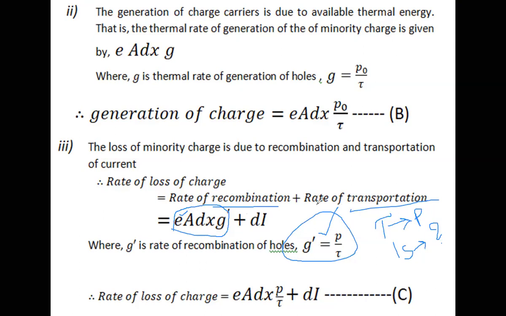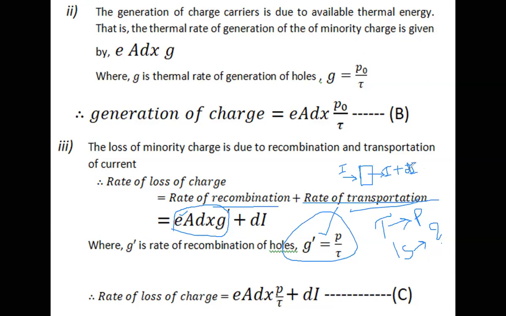Now the second process is the rate of transportation. As I already told you, we have considered the semiconductor block, and let us consider that a current I is entering into this block. How much current is leaving this block? We have considered that I plus dI current is flowing out of this block.